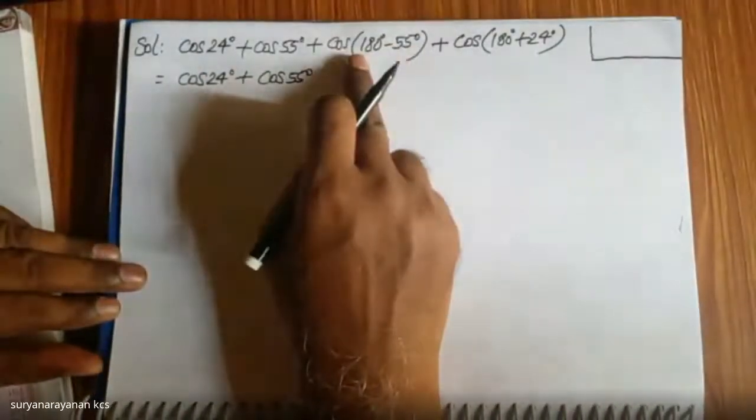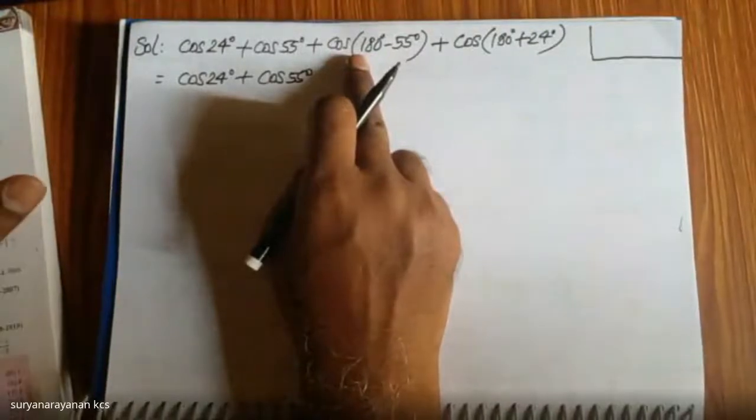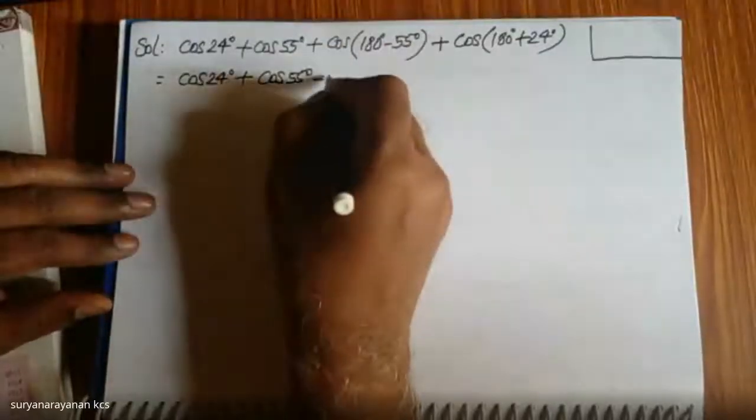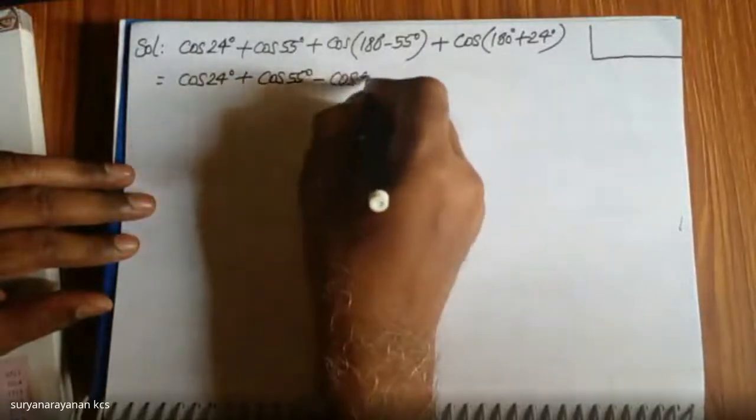180 minus theta. In which quadrant does this angle lie? Second quadrant. In the second quadrant, cos is negative. Yes or no? So, minus cos 55 degrees.